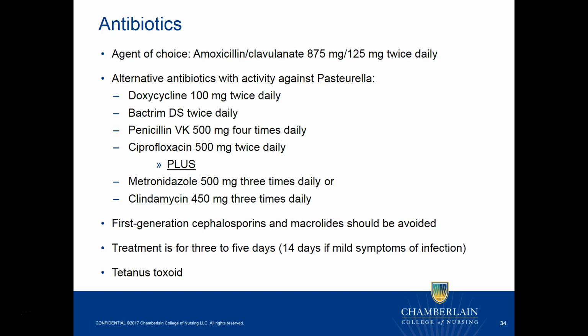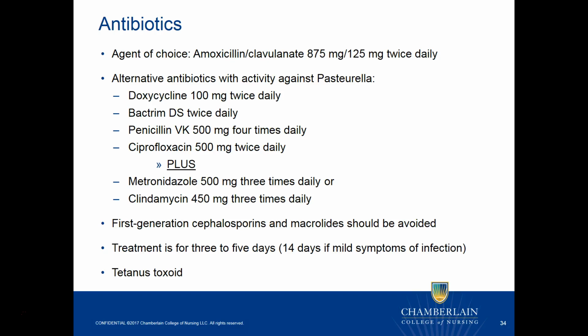Amoxicillin clavulanate 875 mg / 125 mg twice daily is the agent of choice. Alternative antibiotics include one of the following agents with activity against Pasteurella: doxycycline 100 mg twice daily, Bactrim double strength twice daily, penicillin VK 500 mg 4 times daily, or ciprofloxacin 500 mg twice daily, plus one of the following agents with anaerobic activity: metronidazole 500 mg 3 times daily, or clindamycin 450 mg 3 times daily.